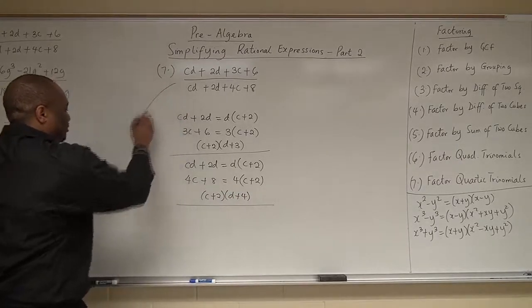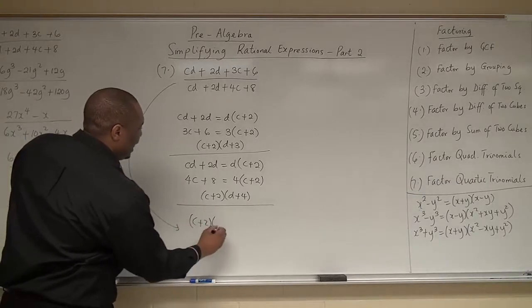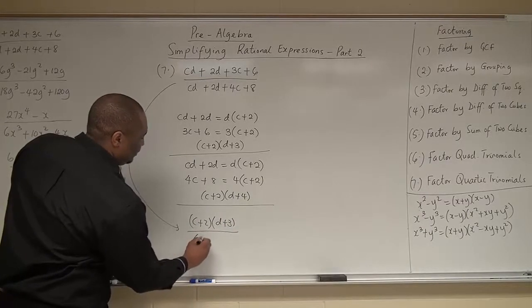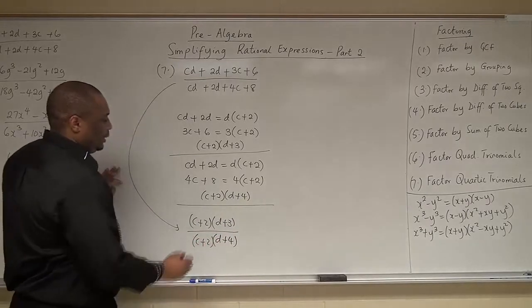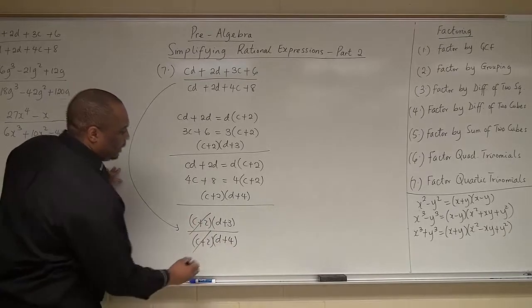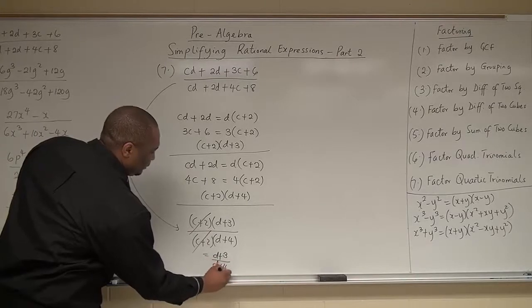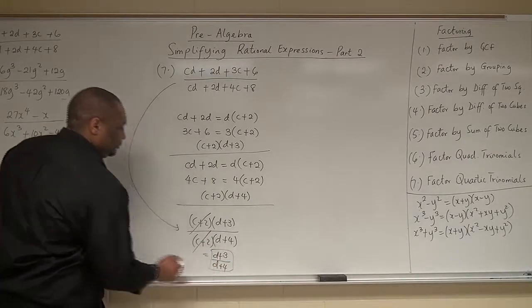So this becomes (C + 2)(D + 3) all over (C + 2)(D + 4). The C + 2 crosses out, and my answer will be (D + 3) over (D + 4). This becomes my answer.